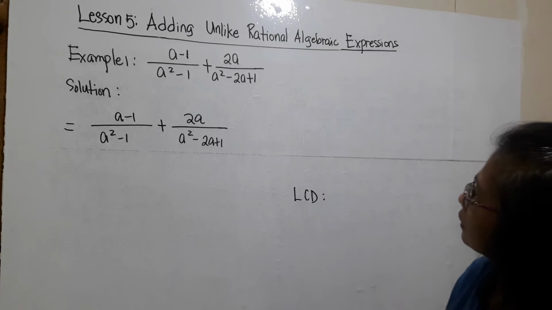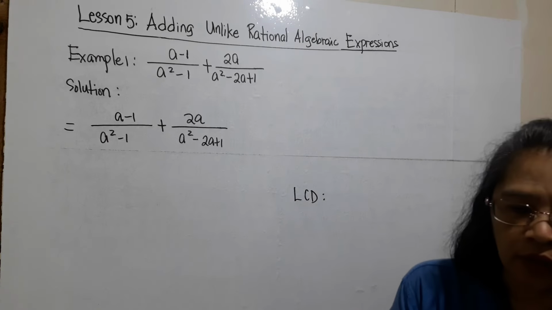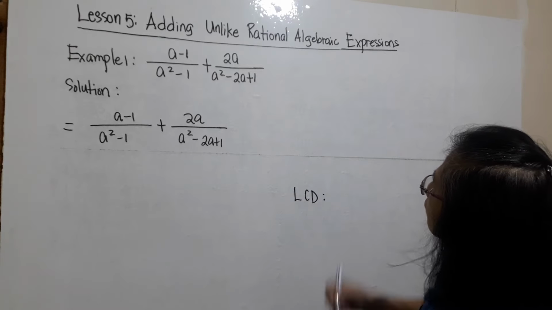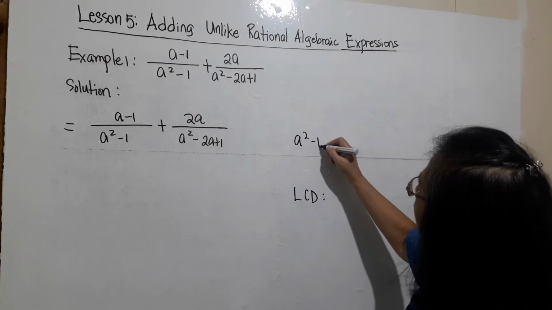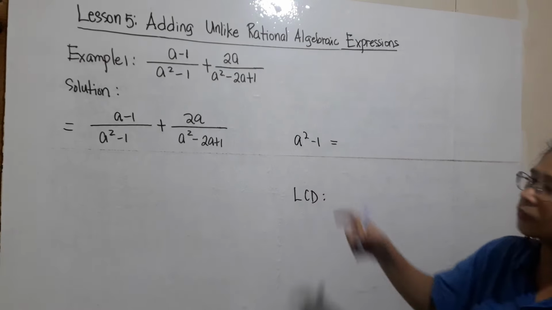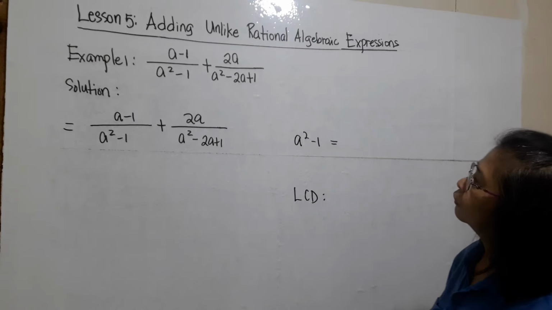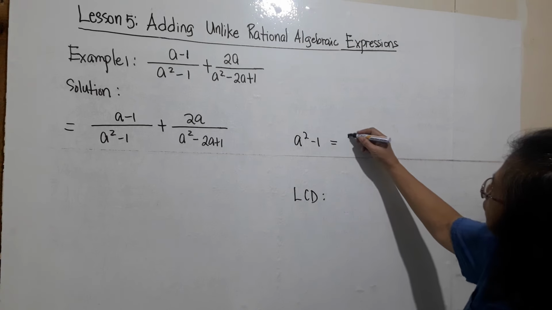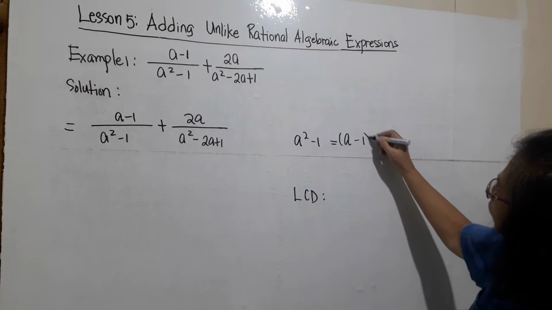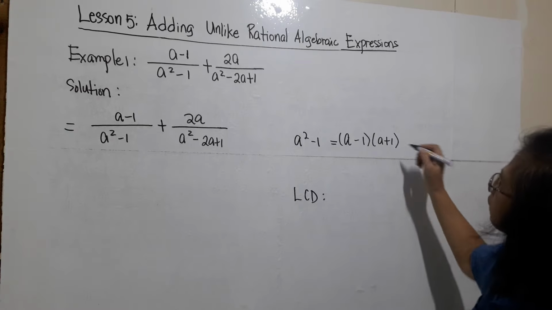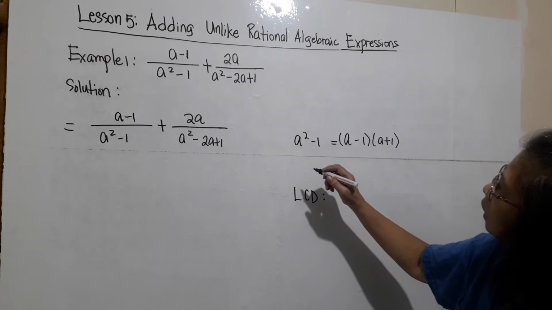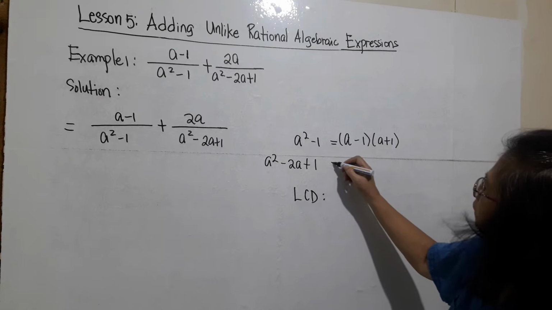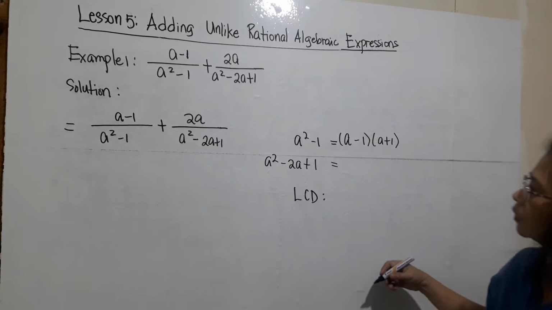So, going back to this, the denominator of the first rational algebraic expression is a squared minus 1. Both terms are perfect squares, so we do factoring by getting the factors of the difference of two squares, a minus 1 and a plus 1. What about the factors of a squared minus 2a plus 1? What do you think are the factors of this trinomial?